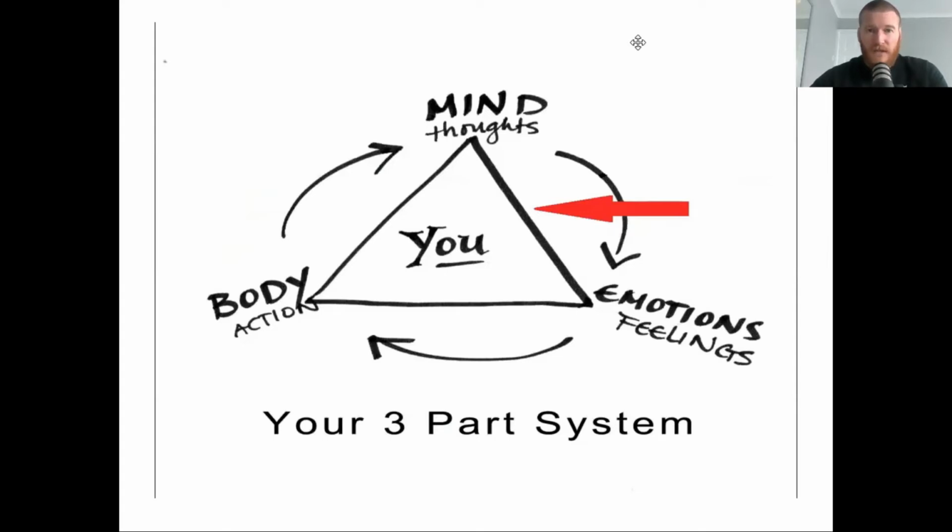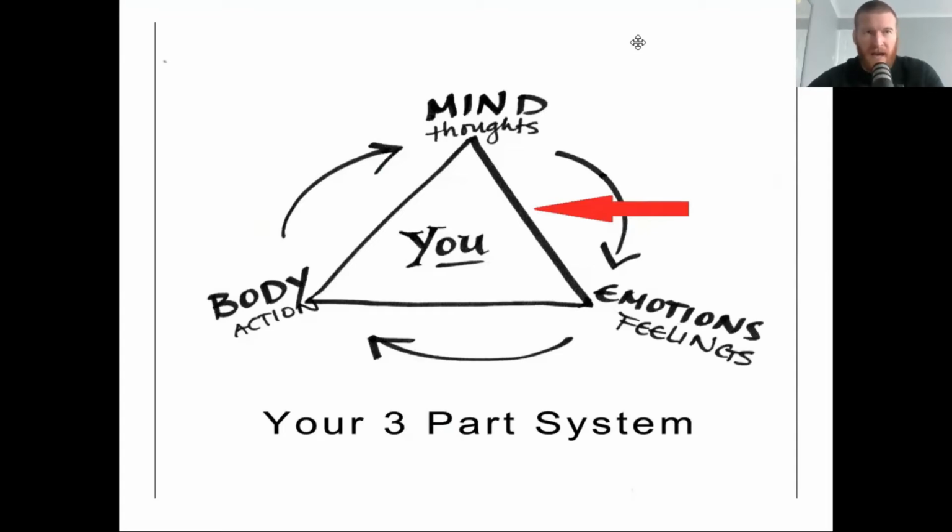Another simplified model is your mind, your thoughts, your emotions and your feelings, and then your body and the action. The triangle is made up of you. You are made up of these three parts: your mind, your emotions, and your body. So an event happens, you have a thought about that event. You only make an emotion or a feeling once you've generated that internal representation, the image of the event in your mind.